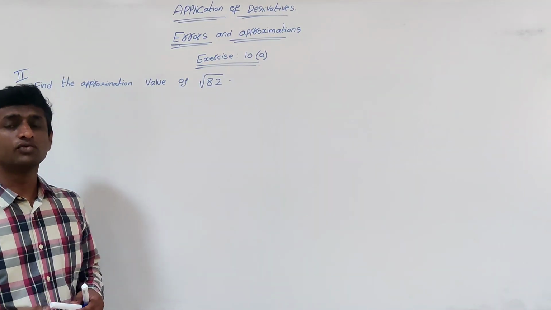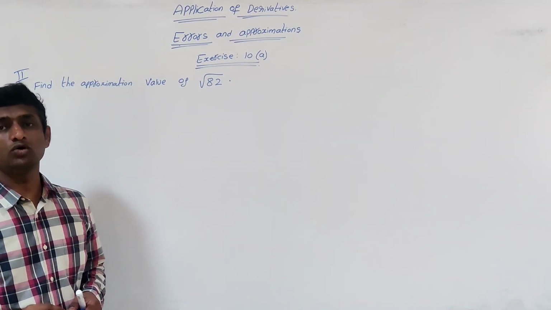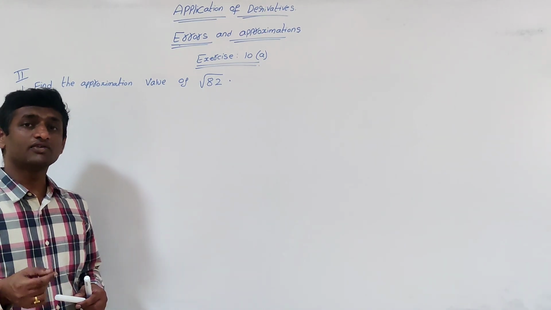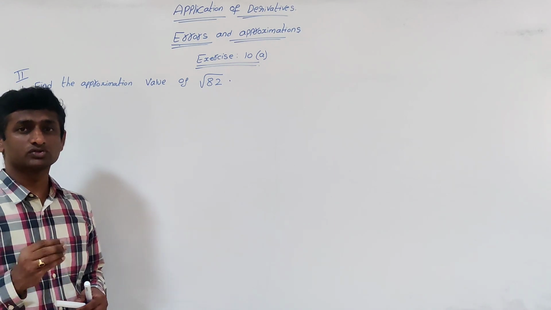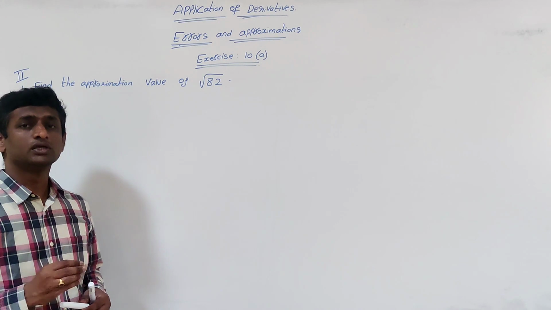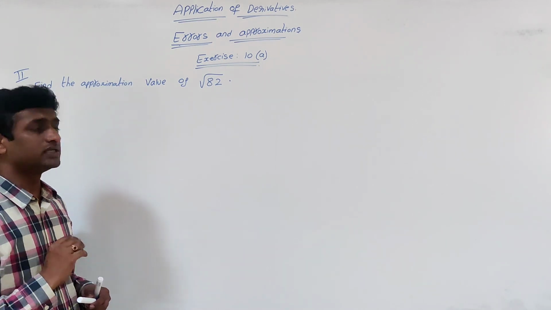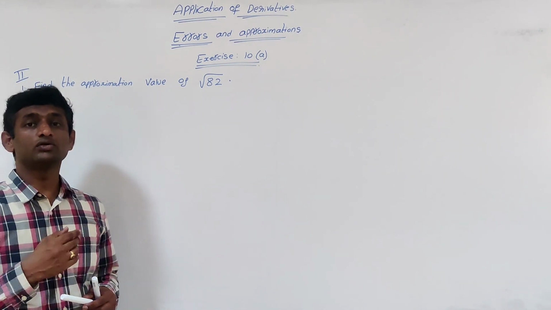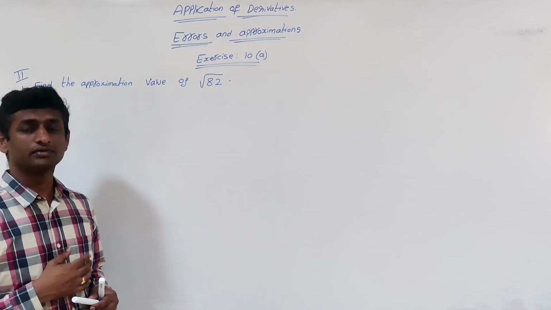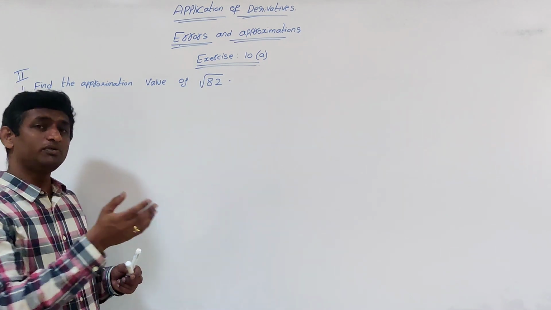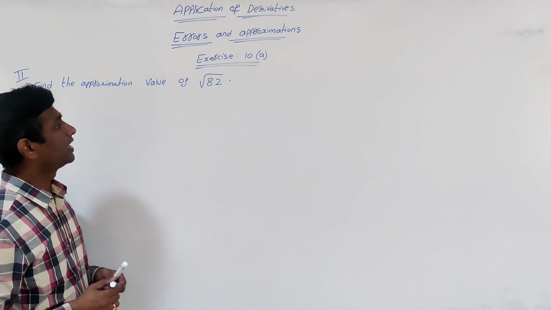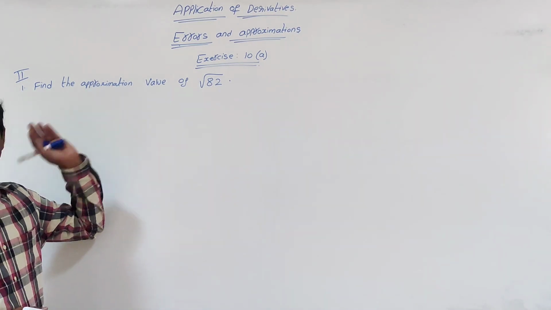The next question is, find the approximation value of square root of 82. As we are familiar with square root of 1, square root of 4, square root of 16, square root of 25, square root of 36, square root of 49, square root of 81. As we know, square root of 81 is 9. So square root of 82 will also be nearer to 9. So we'll see before going for the approximation value.